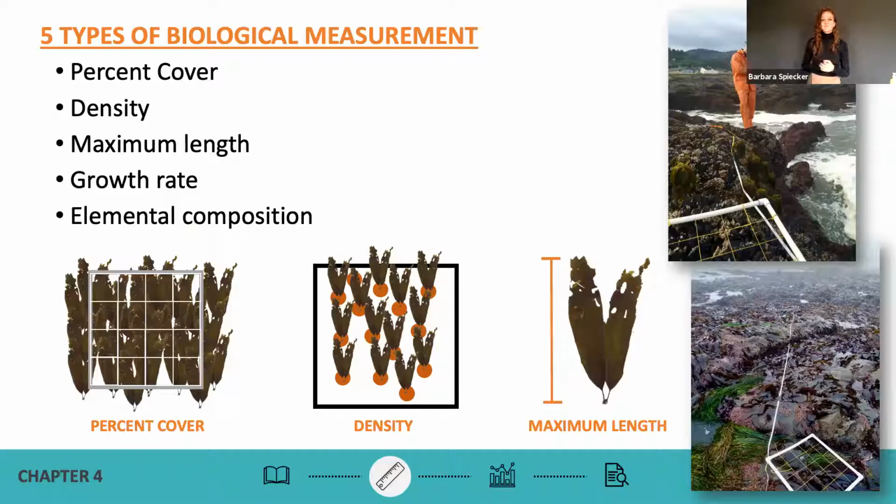On a monthly basis, I measured 5 biological variables. I established 5 permanent transects for each species at each site. Transects were then sampled using the quadrat method, with a quadrat placed contiguously on both sides of the transect, and I measured percent cover, density, and maximum length within each quadrat.